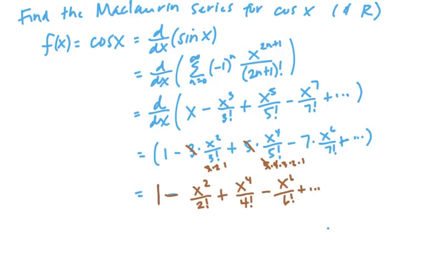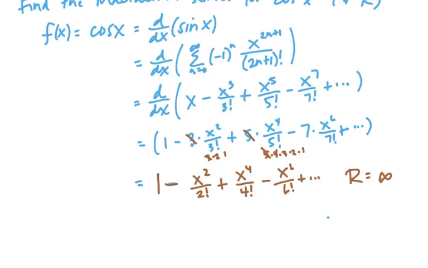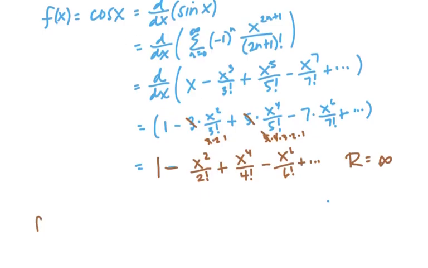Now, since sine converges for all x, remember the derivative also has the same radius, so the radius of convergence here is infinity. So we say that f of x equals, oh, we didn't write it as a power series. I'm sorry, let's go back. So this equals the series, and we start with n equals 0 to infinity.